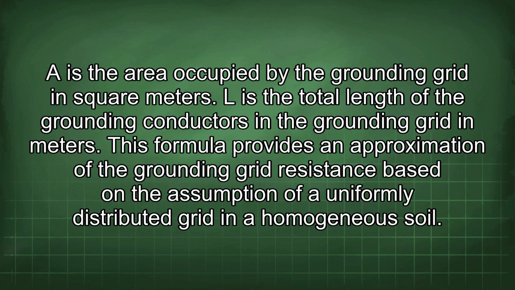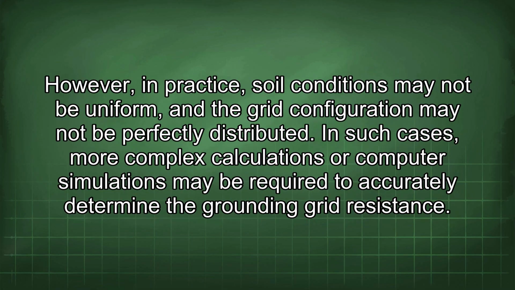This formula provides an approximation of the grounding grid resistance based on the assumption of a uniformly distributed grid in a homogeneous soil. However, in practice, soil conditions may not be uniform and the grid configuration may not be perfectly distributed. In such cases, more complex calculations or computer simulations may be required to accurately determine the grounding grid resistance.